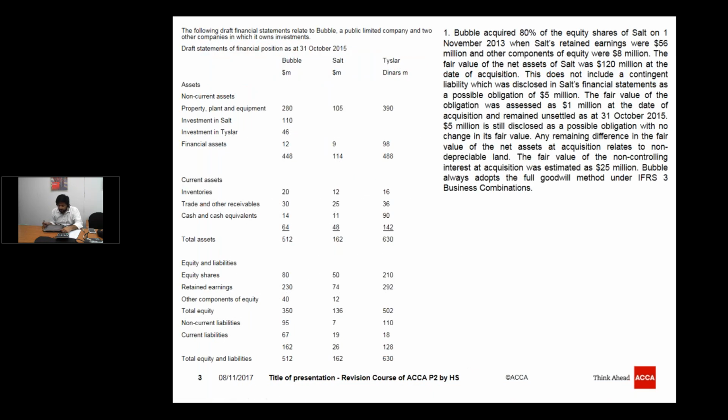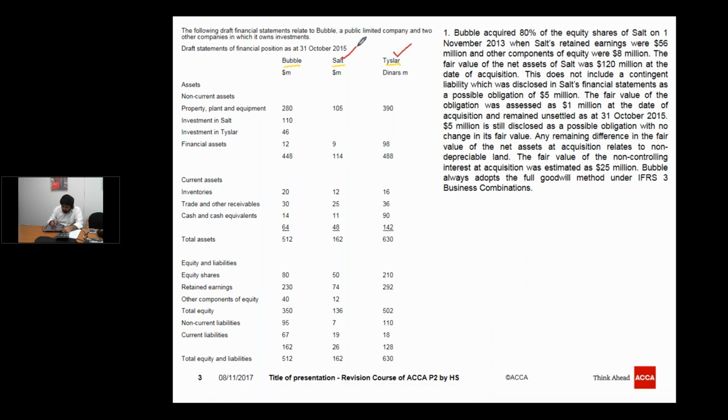Now here we have a question from the consolidation, from the past paper, relating to the parent company, that is Bubble company, the Salt, and the Taster company. So we have 3 companies. I have to change the color of the pen. It should be red. Okay.